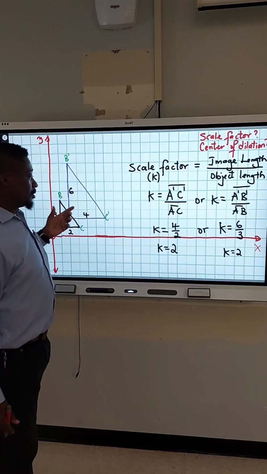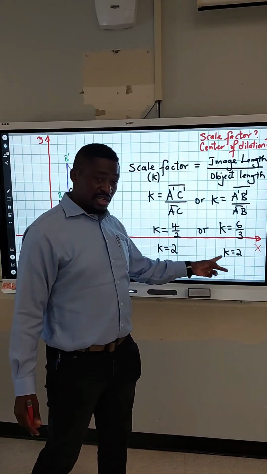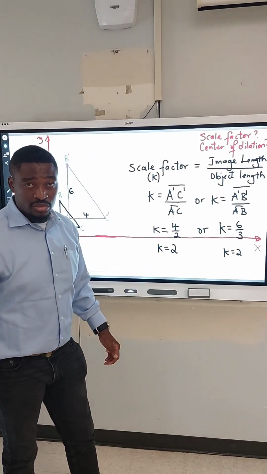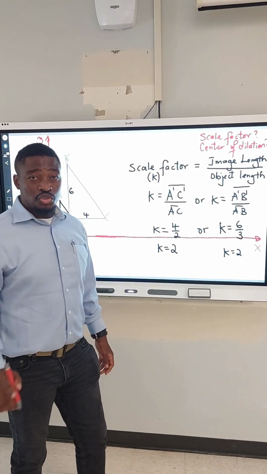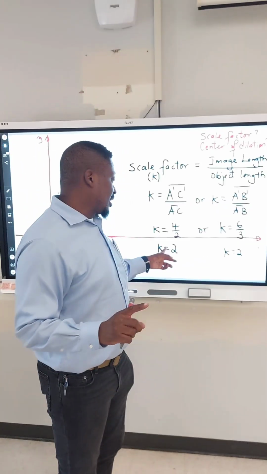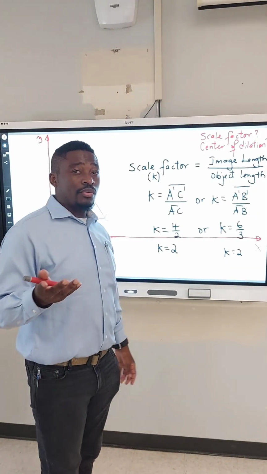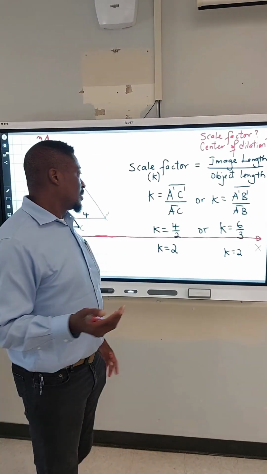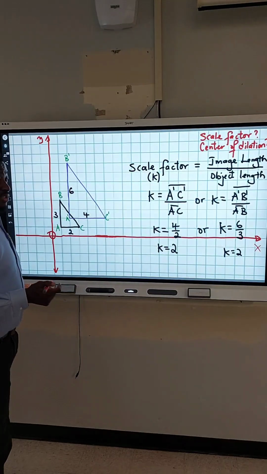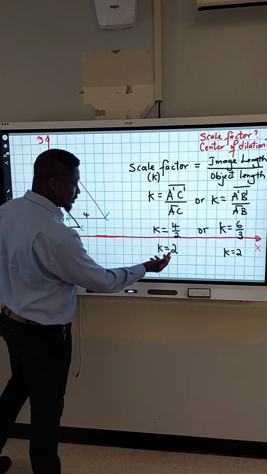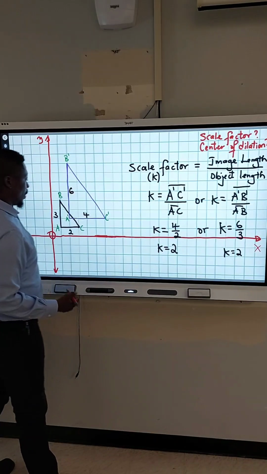If we don't have the same scale factor when we use corresponding sides, then the triangles are not similar. Also, if we get a scale factor of 1, then the triangles are congruent, or they have the same size. So this is an enlargement. Okay, this is an enlargement because the scale factor is greater than 1.